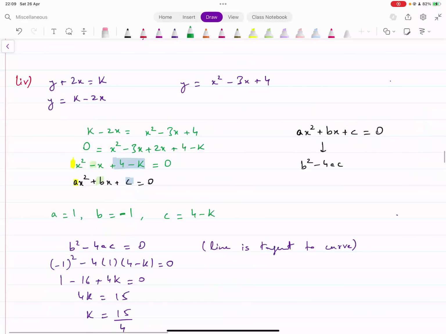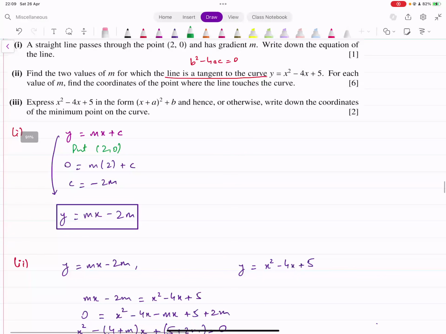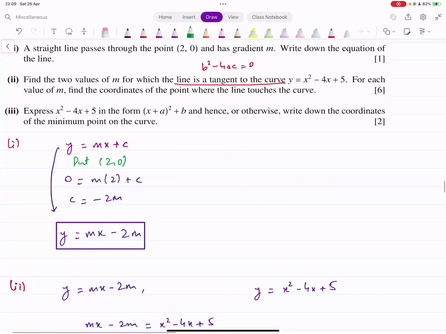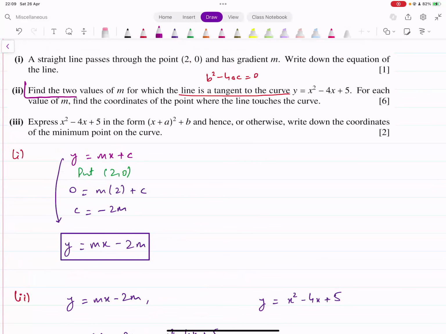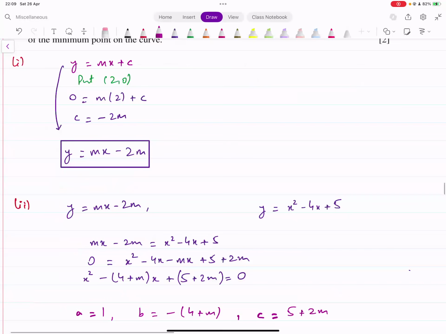We have a line that has this equation, mx minus 2m. Okay, so I'm going to skip the first part. That's pretty straightforward. Let's say we have a line mx minus 2m. And they're saying, find the two values of m for which the line is a tangent to this curve. The line is a tangent of the curve. Does that remind you of something we just discussed? If a line is a tangent of the curve, that means b squared minus 4ac is supposed to be equal to 0. Right? If a line is a tangent of the curve, b squared minus 4ac is supposed to be equal to 0. So now we have a straight line, which is mx minus 2m, and we have the curve.